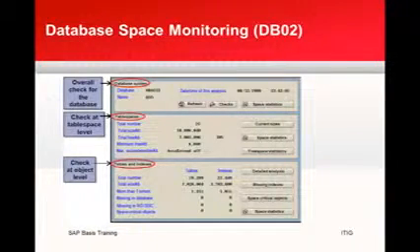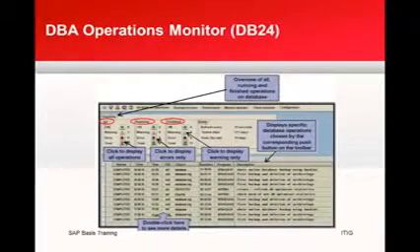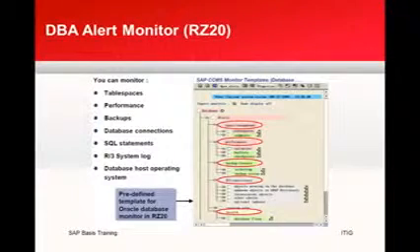Okay, so let's go to the next T-code, which is DB24. DB24 is pretty important from the operations point of view, because here you can see which process is running, what type of activity is completed, and what is running. It's very important, and you can come back and see how many have failed and how many are still running. So that is about DB24. Let's go to the next one, which is RZ20.